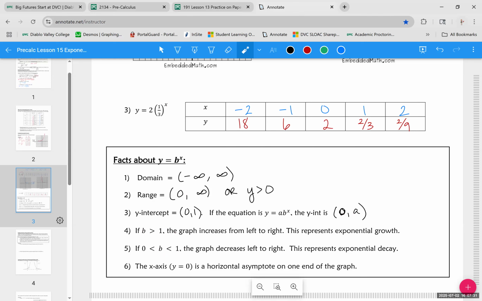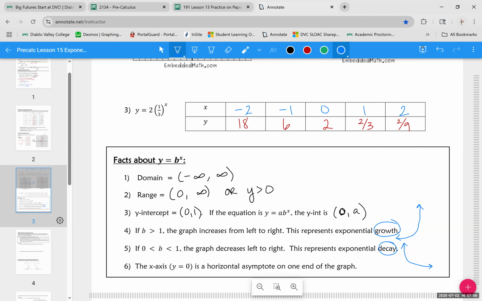And then 4 and 5 are just talking about the shape. If b is greater than 1, the graph increases from left to right. So you had that shape kind of like this. That is called exponential growth. Whereas if b is between 0 and 1, we had that decreasing shape, left to right, and that's called exponential decay.